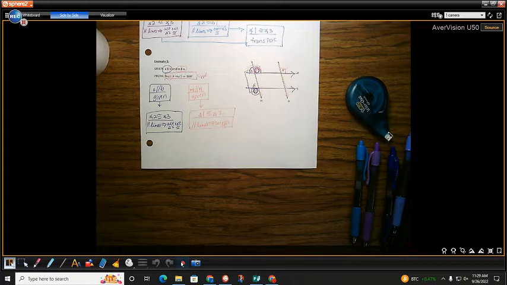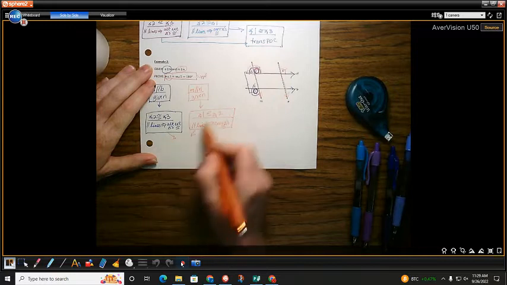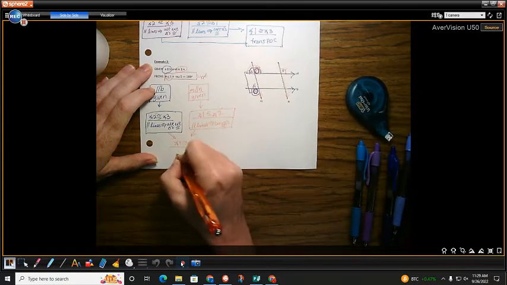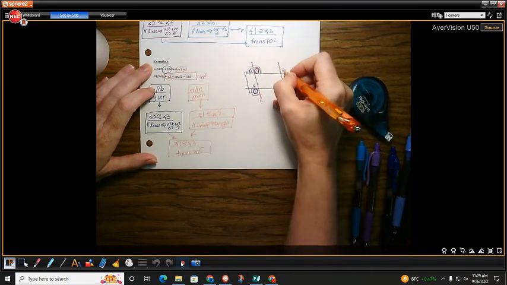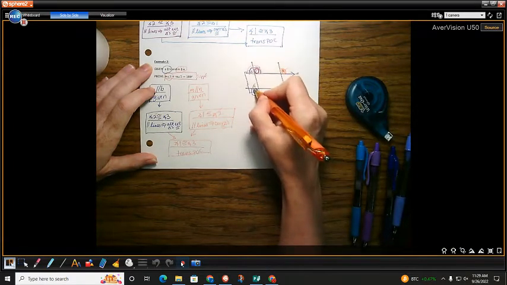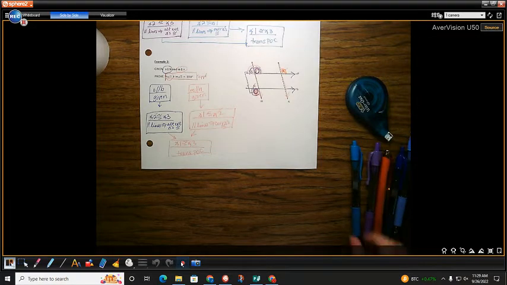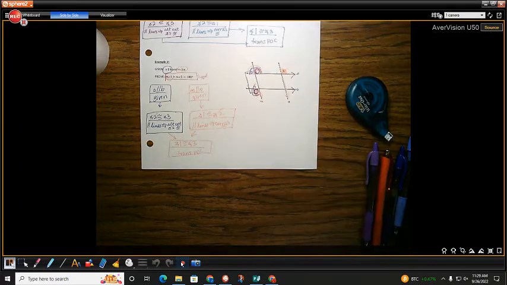Yep. Now what? I could transitive these together, sure. So they're both congruent to 2, which means angle 1 will be congruent to angle 3 by the transitive property. So I've got angle 1 here is congruent to angle 3 down here. Yep, there it is. I still don't have a 180, and I still don't have angle 5.